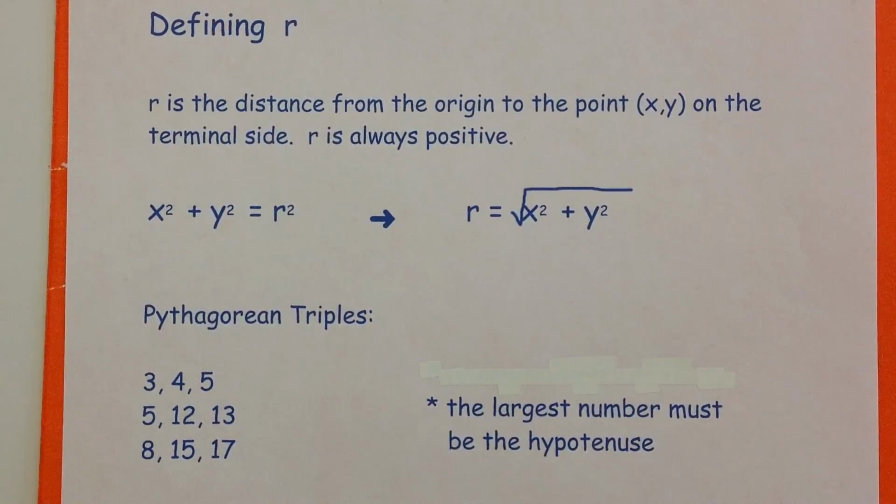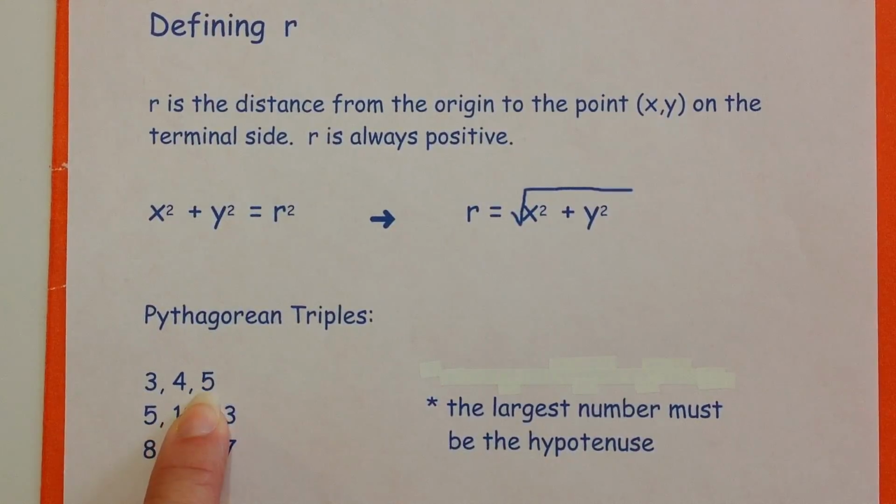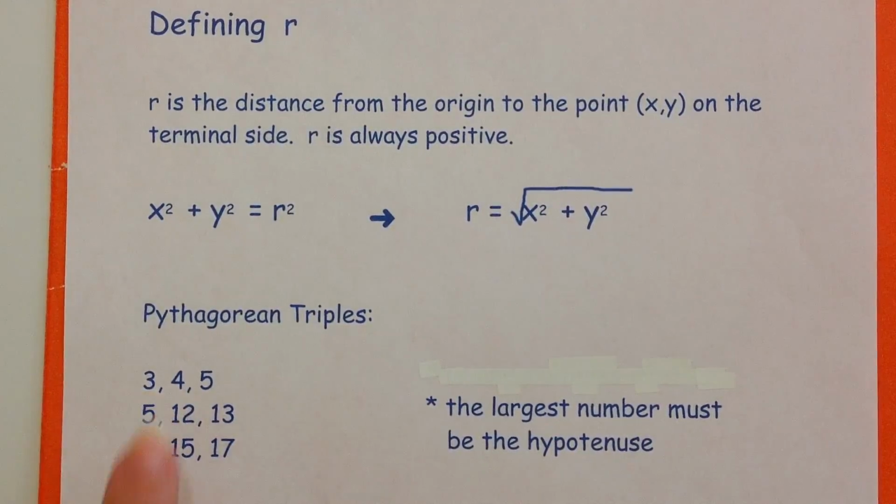The first two are the most common ones that you'll run across. You also see the 8, 15, 17. And of course, you'll notice that the largest number would have to be the hypotenuse. Like if you see the 5 on a leg and the 4 on the other leg, the 3 is not going to be your hypotenuse. That would not be a triple, because your hypotenuse is always your longest side.